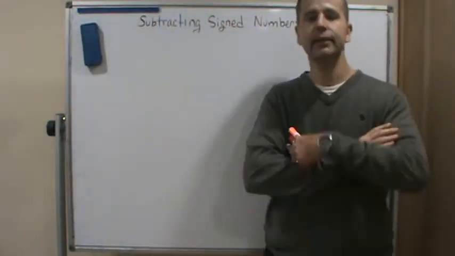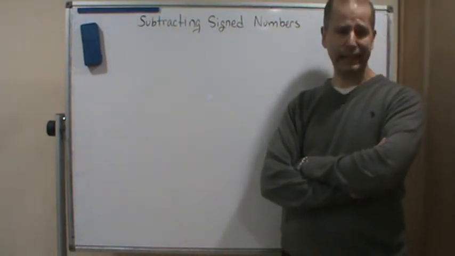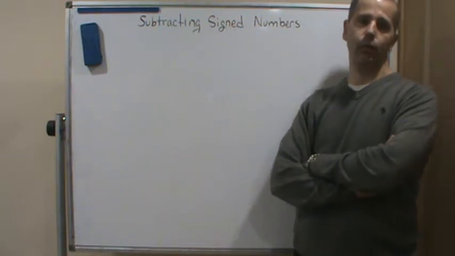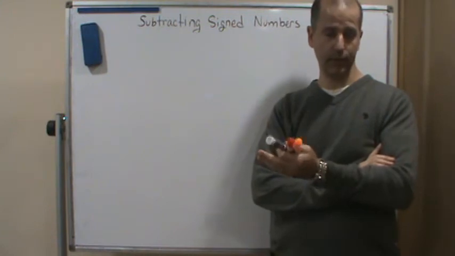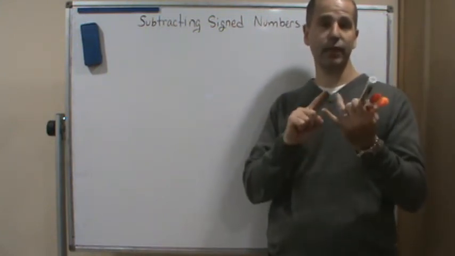Okay, so welcome back. So now in this video I'm going to talk about combining the operational symbols and the directional symbols. So when you have the operational symbols, the addition and subtraction together, that's one thing. But also the directional signs. What is that? That's the negative or positive, right?